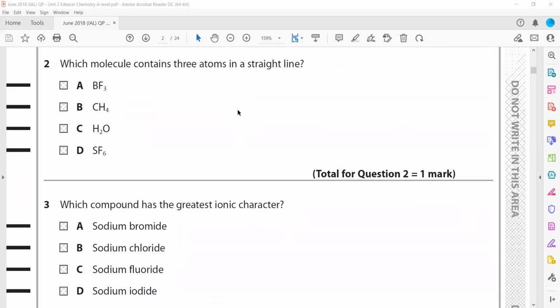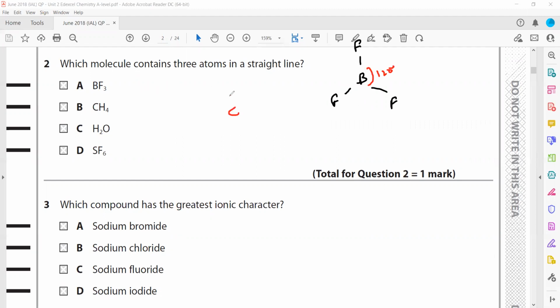Which molecule contains 3 atoms in a straight line? So it means they're asking about the bond angle. When we draw the structure for each, if the 3 atoms are in a straight line, we can say 180 degrees will be the total bond angle. So BF3, boron trifluoride. This is the structure of BF3. What is the bond angle? The bond angle is 120. So they're not in a straight line.